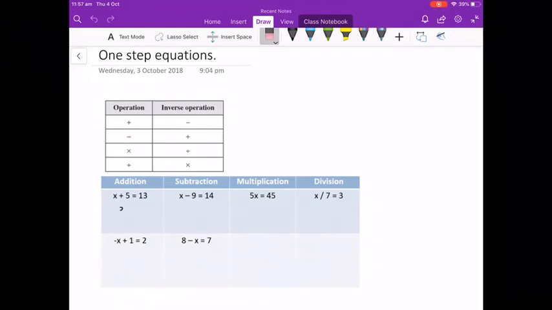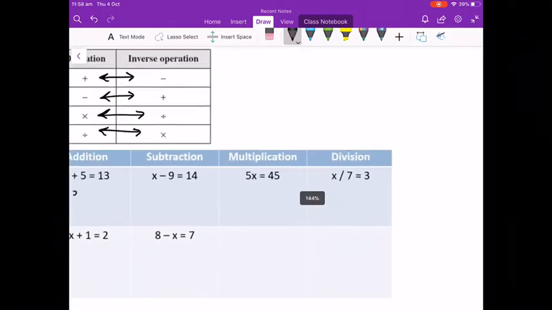Today we're going to look at one-step equations. Now before we start one-step equations, it's really important to know what is the inverse of each of our operations. For example, addition and subtraction are the opposites. The opposite of subtraction is addition. The opposite of multiplication is division, and the opposite of division is multiplication.